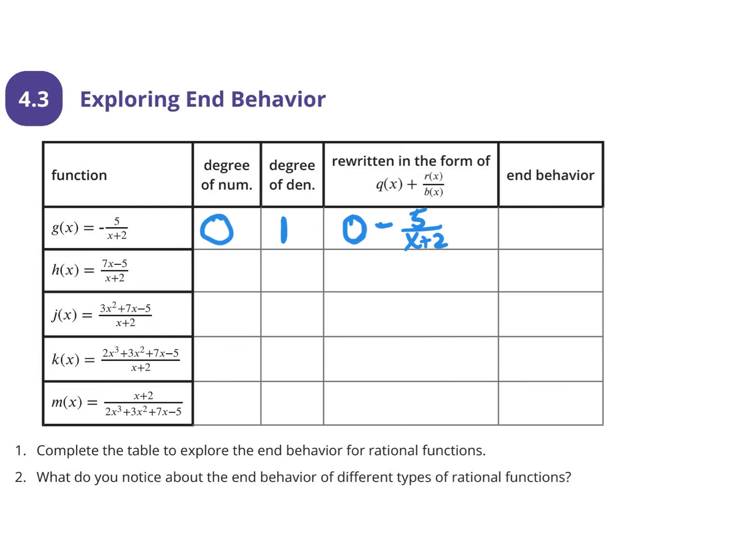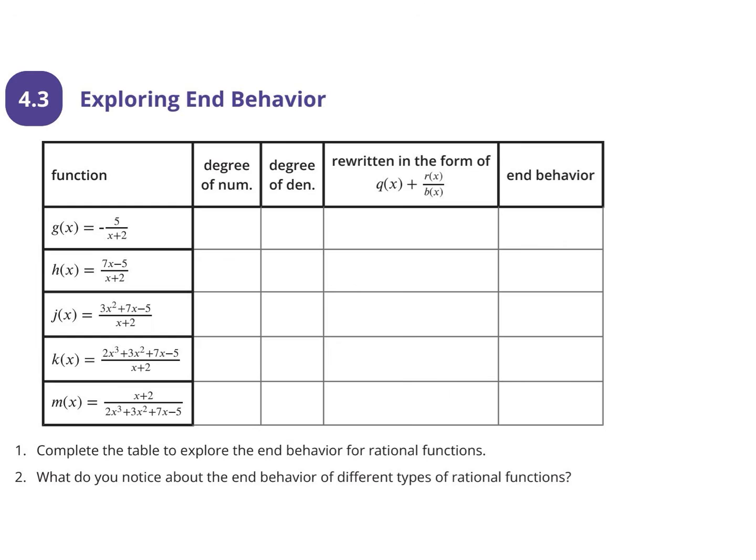All right, in end behavior, we know that any constant over x goes to 0. So y approaches 0, or y goes to 0. It does not touch it, it approaches it. All right, now let's look at h.